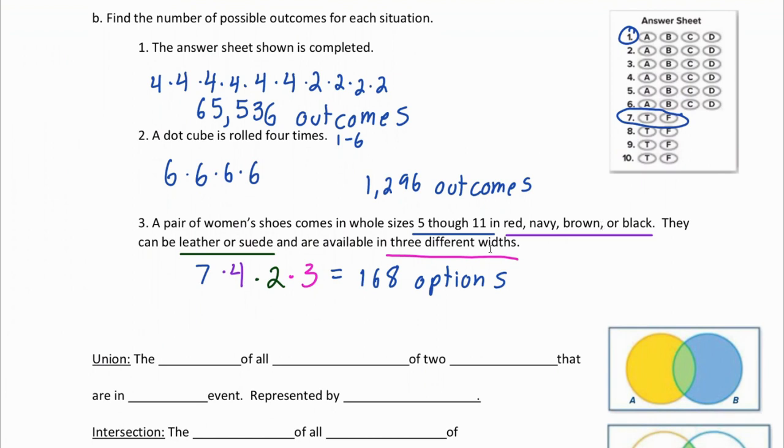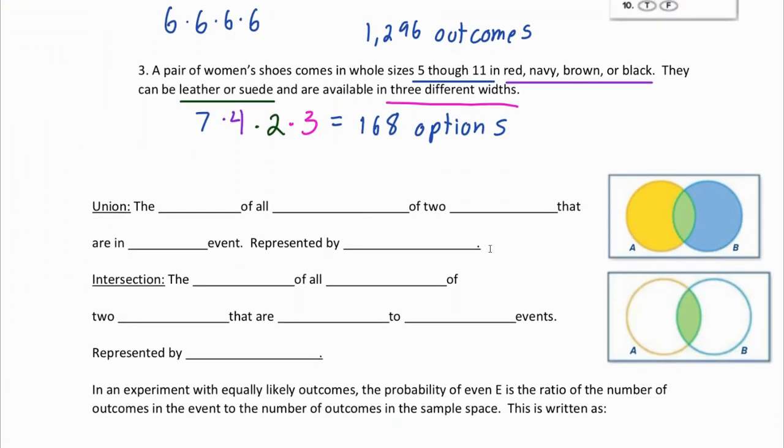Okay. So next thing we're going to talk about is unions and intersections. So unions represent the set of all outcomes of two events that are in either event.